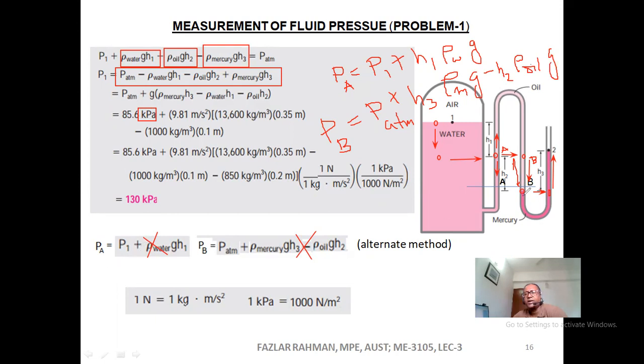Same equation, but if you think this point is right over here, then it's a problem. Actually, this A is over here, B is over here. Okay. Then you say PA equal to PB, then figure out the pressure in the tank.